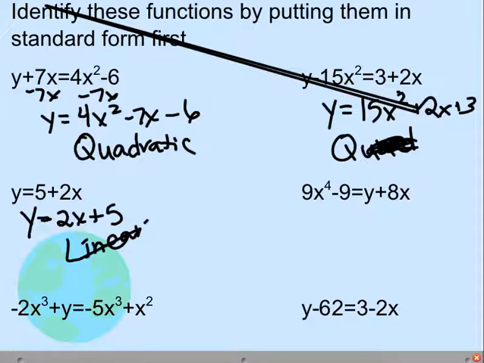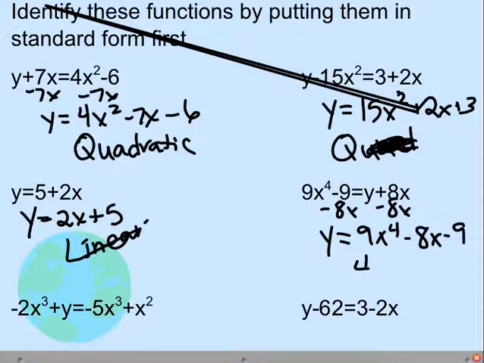Next one, we want to get y by itself, so I'm going to subtract 8x. Okay, so we say y is equal to, I'm just going to flip these around, 9x to the 4th minus 8x minus 9. This has a degree of 4, which means that it's not cubic, it's not quadratic. Some people have a name like quartic for it, but that's not super common. It has a degree of 4.